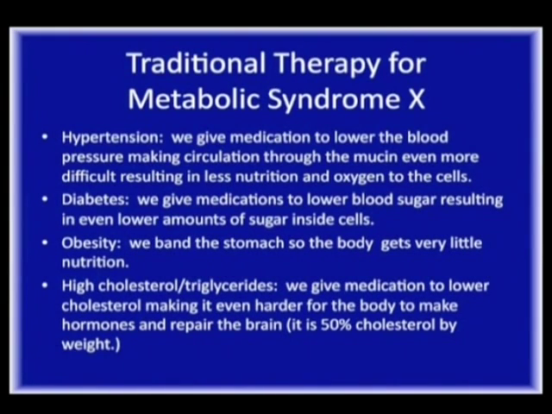Ignoring the fact that it is hypothyroidism, the traditional therapy for metabolic syndrome X is as follows. For hypertension, we give medication to lower the blood pressure, making circulation through the mucin even more difficult, resulting in less nutrition and oxygen to the cells. In diabetes, we give medications to lower blood sugar, resulting in even lower amounts of sugar inside the cells where it matters. In obesity, we band the stomach so the body gets very little nutrition.